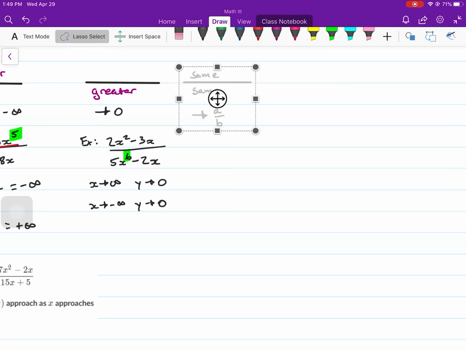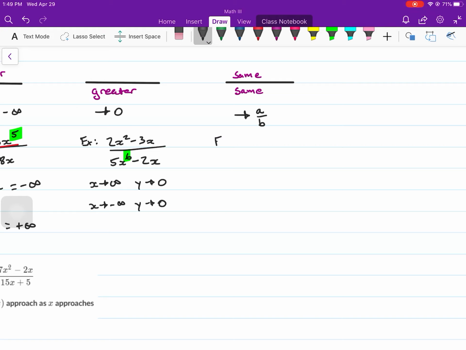Now what if the powers are the same? This is my favorite case, because it's really easy. So if the powers are the same, let's just say we had 2x squared minus 3x to the 7th over 5x to the 7th plus 8x. So let's just say that's our function. So the powers are the same. Now what do I talk about, a over b? Well, it doesn't matter which way x is going.